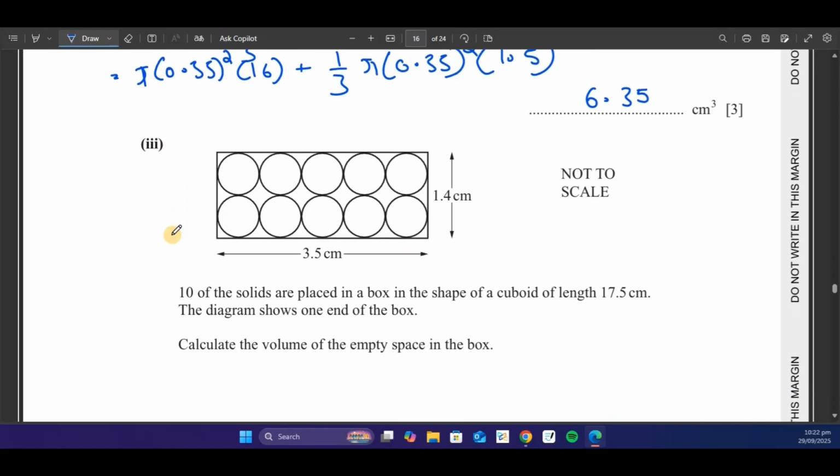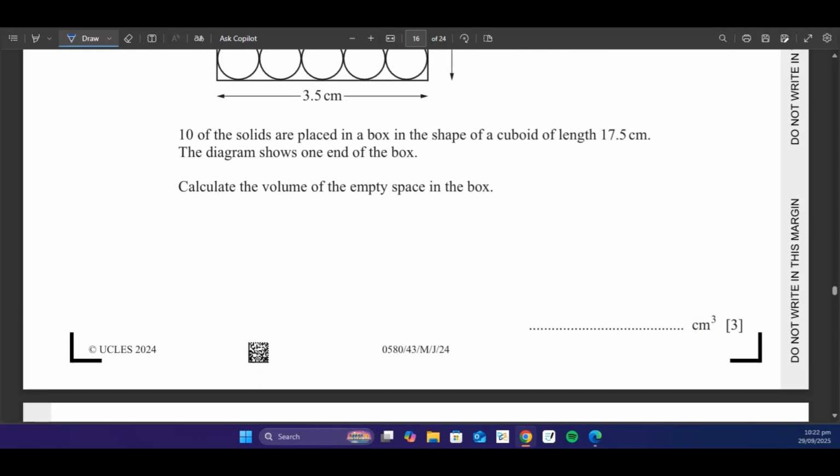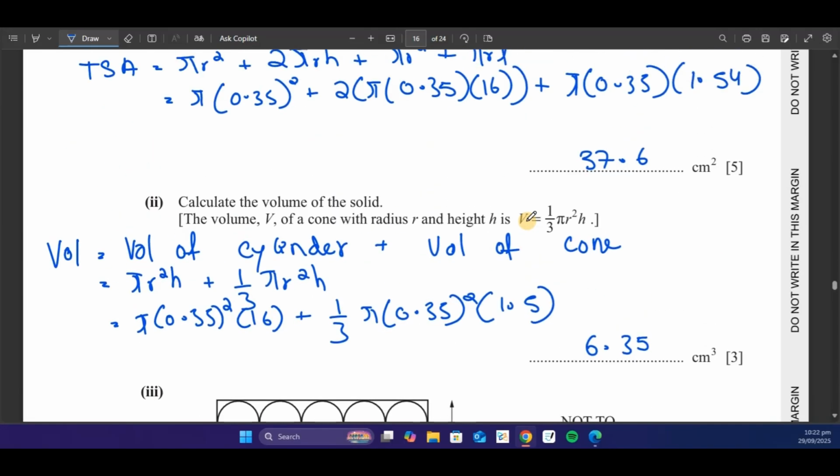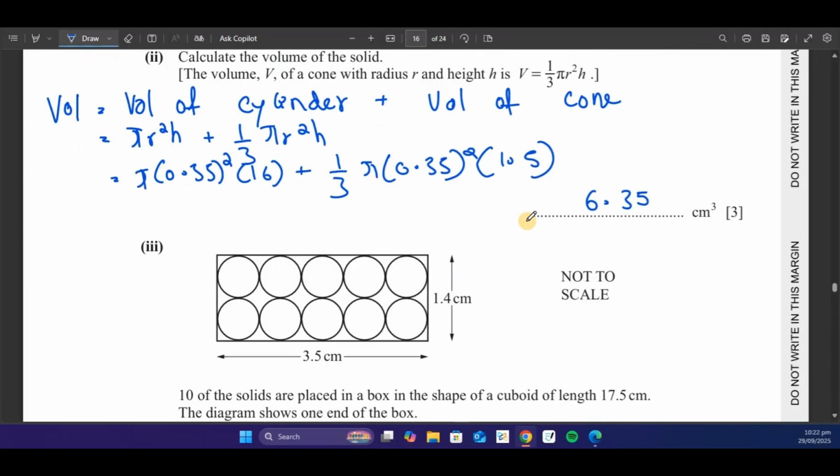Alright, perfect. Part 3. 10 of the solids are placed in a box in a shape of a cuboid of length 17.5. The diagram shows one end of the box. Calculate the volume of the empty space in the box. Okay. So you need to calculate the volume of the empty space. So what's the formula for volume? Okay. The formula for volume would just simply be 10 into 6.35, because this is 1 and this is 10.